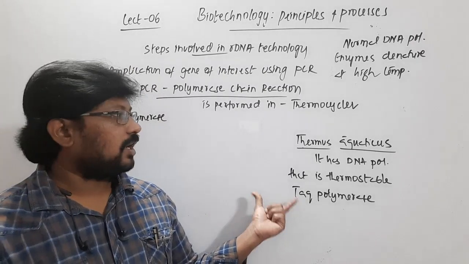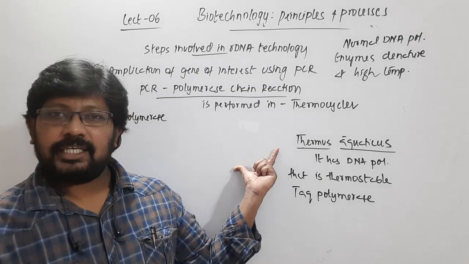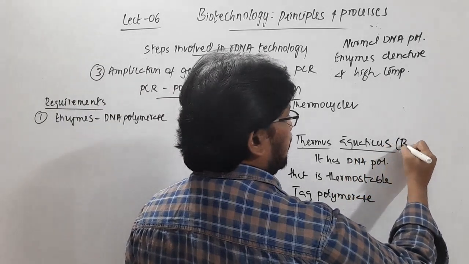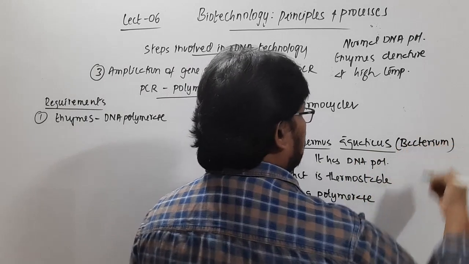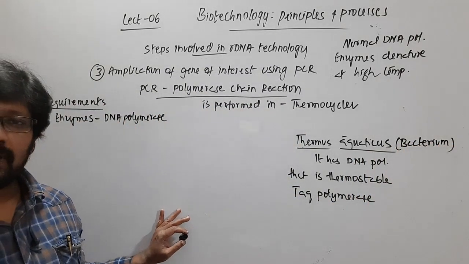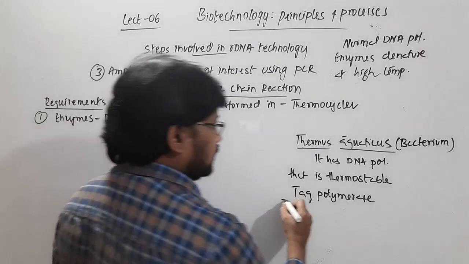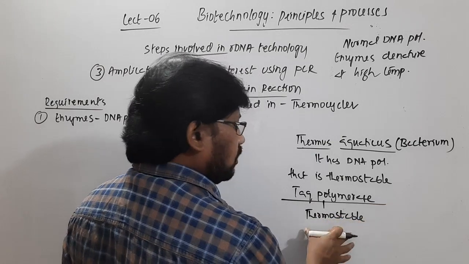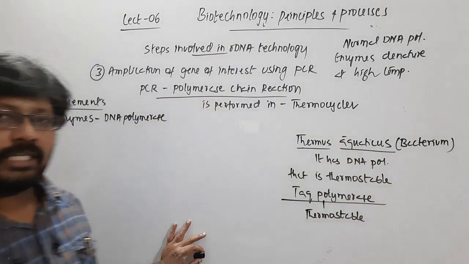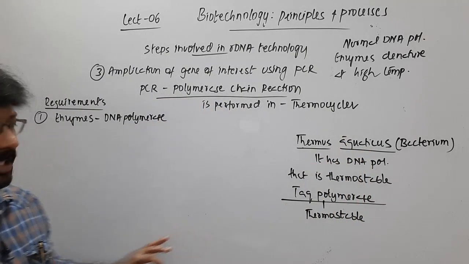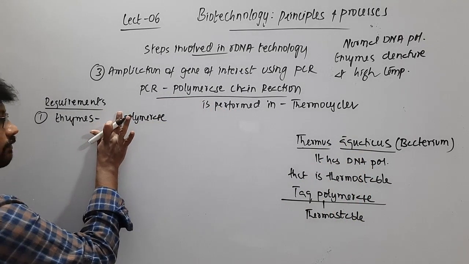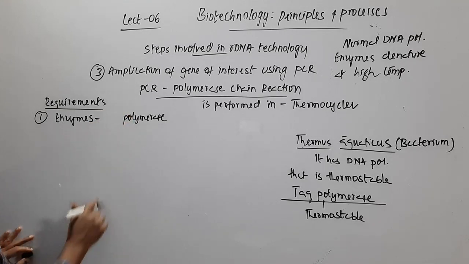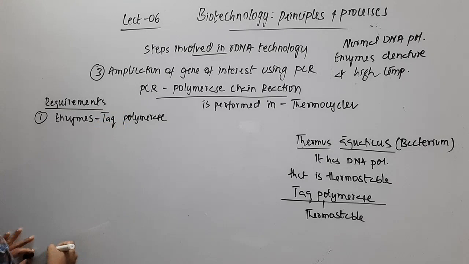It is obtained from the bacterium Thermus aquaticus. This Taq polymerase is a thermostable enzyme. No doubt it is a DNA polymerase enzyme, but it is thermostable. So I'll mention here the Taq polymerase instead of the DNA polymerase. Of course, as I said, it is the DNA polymerase.